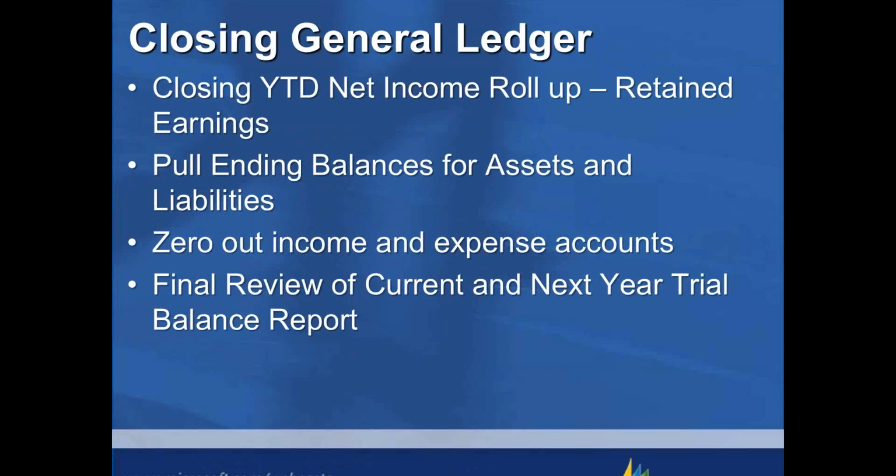Okay, when you close the general ledger, of course, it's going to close year-to-date net income to retained earnings. And then after you do that, at that moment, the year-to-date net income would be 0. Of course, it's going to pull your ending balances into your beginning balances for the new year for assets and liabilities. And of course, you'll have 0 for all your income and expense accounts. Make a final review of current and next year trial balance report as well.